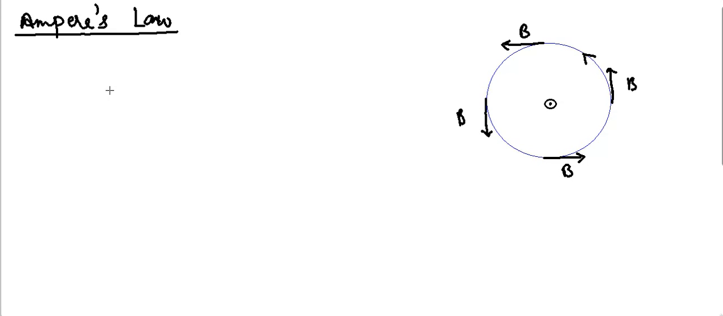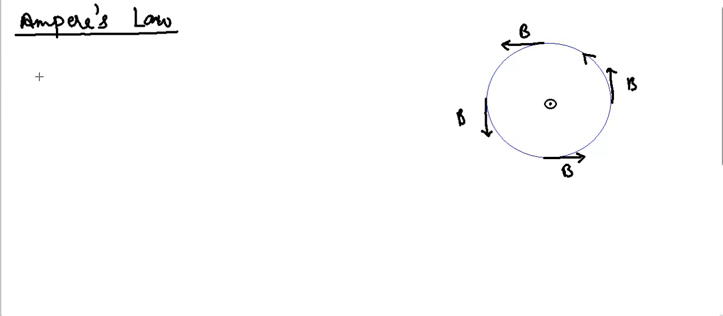Welcome to the next video. In this video we will discuss Ampere's law of magnetism. We had studied that electric field and magnetic field are one and the same, the two sides of the same coin.